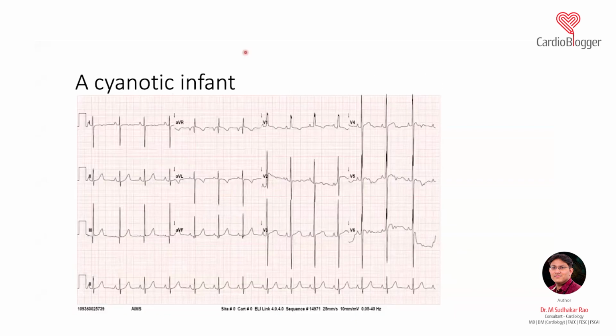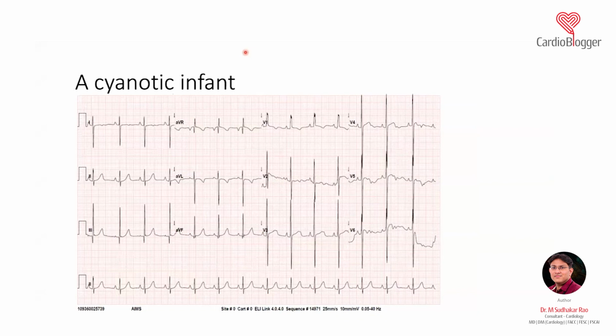Now let's go to the fourth ECG. So this fourth ECG is of a cyanotic infant. I hope most of you know what cyanosis is. Cyanosis is the bluish discoloration of skin or mucous membrane due to the presence of deoxygenated hemoglobin of more than 5%. So if you have deoxygenated hemoglobin of more than 5% in the body, it is known as cyanosis.